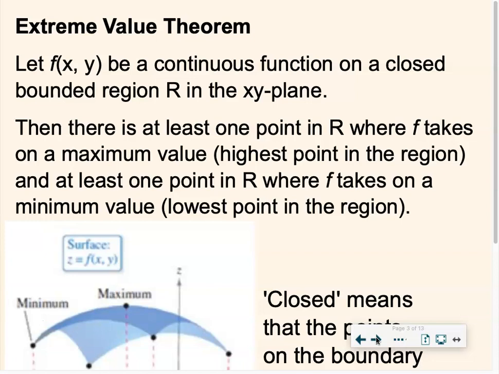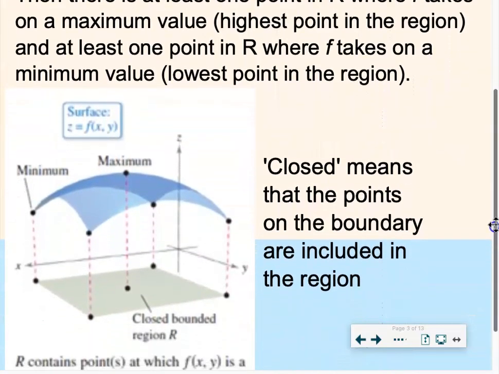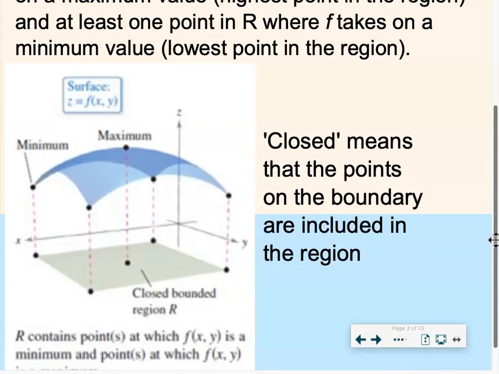So let f of xy be a continuous function on a closed bounded region R. What does it mean to be over a closed bounded region? Bounded essentially means there are boundaries. Closed means you include the boundaries in your region. It's kind of like closed interval versus open interval. So we include the boundaries. It's easiest to picture graphically. So every function that's continuous over some closed region has to have a max and a min over that region. When we're talking, these would be more like absolute.